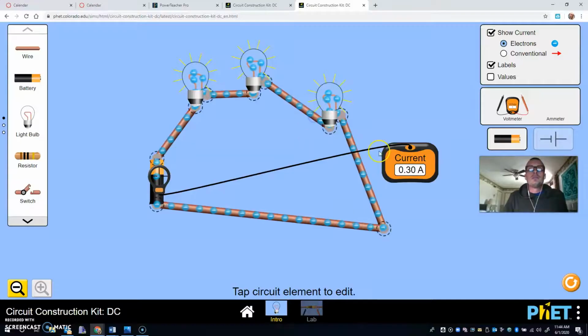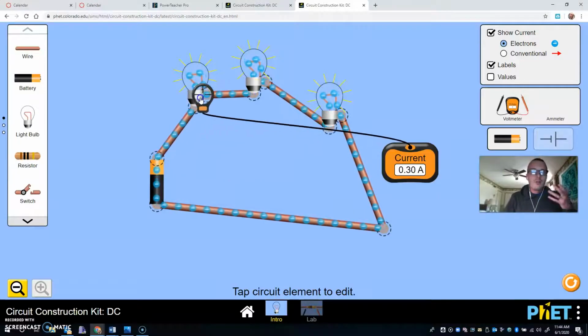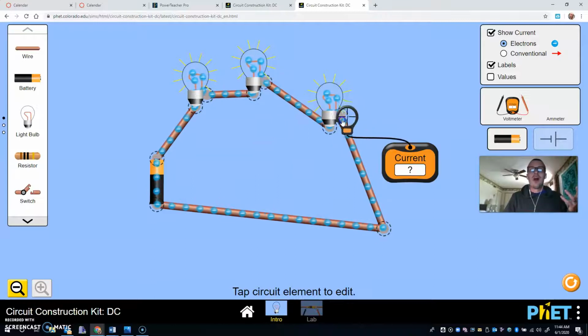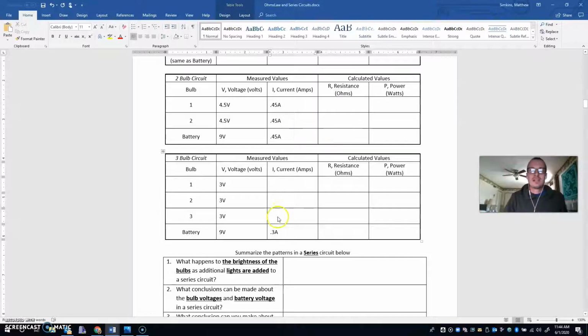And if I go back to the simulation, bulb number 3, 0.3. Bulb number 2, 0.3. Oh, right, we already said the current should be the same everywhere because all the electrons have to go the same speed. And so if I fill this in, 0.3 amps, go up for another one, 0.3 amps, go up for another one, 0.3 amps, okay? Now, check your data table. Go back to your document, look at it, check it out, and fix what you need to, all right?